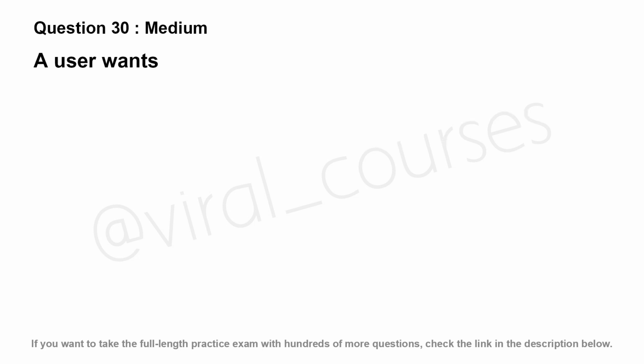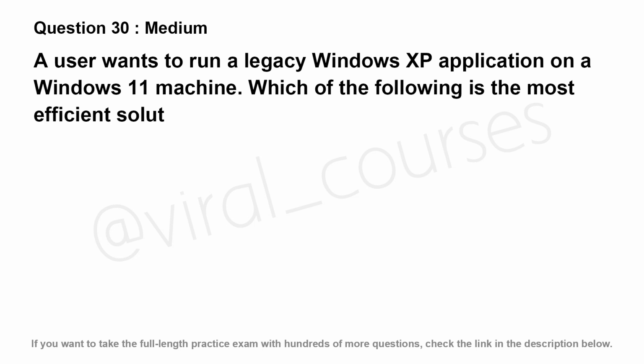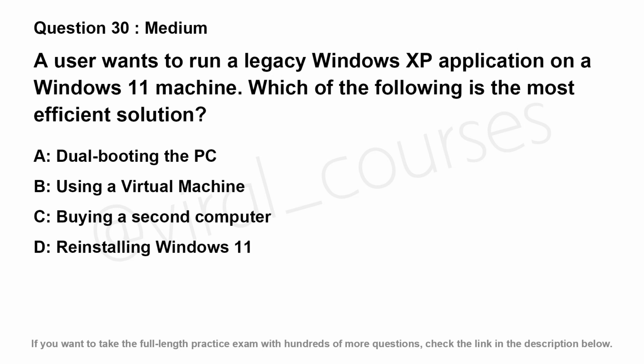A user wants to run a legacy Windows XP application on a Windows 11 machine. Which of the following is the most efficient solution? Option A. Dual booting the PC. Option B. Using a virtual machine. Option C. Buying a second computer. Option D. Reinstalling Windows 11.